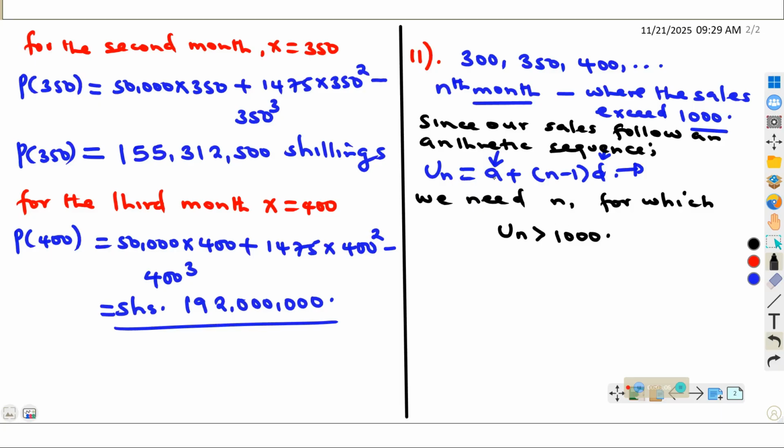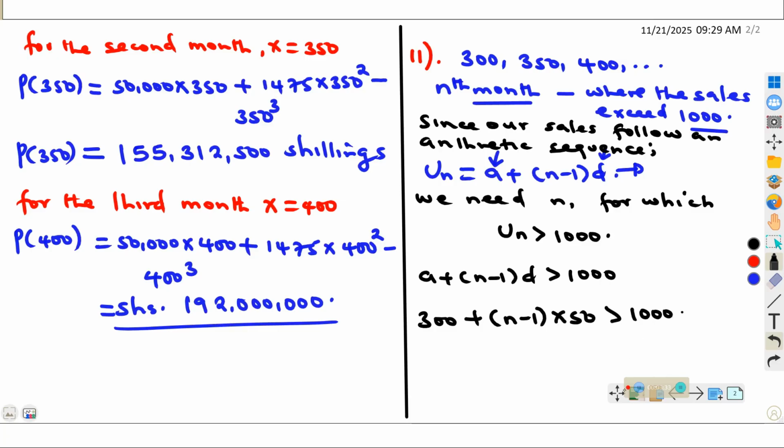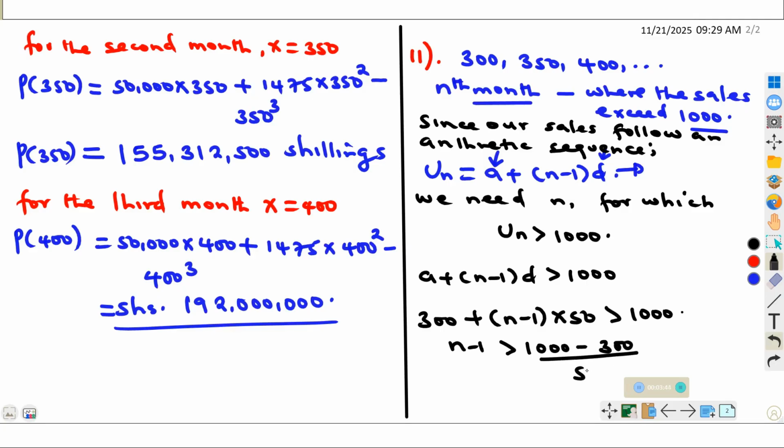For that case, it means A plus N minus 1 into D should be greater than 1,000. And what is A? Your A is 300. What N is, is what we don't know. That is the month for which the sales will be greater than 1,000. Into D, D is 50. It should be greater than 1,000. So our interest is to get that value of N. So it means N minus 1 should be greater than 1,000 minus 300, this one divided by 50.